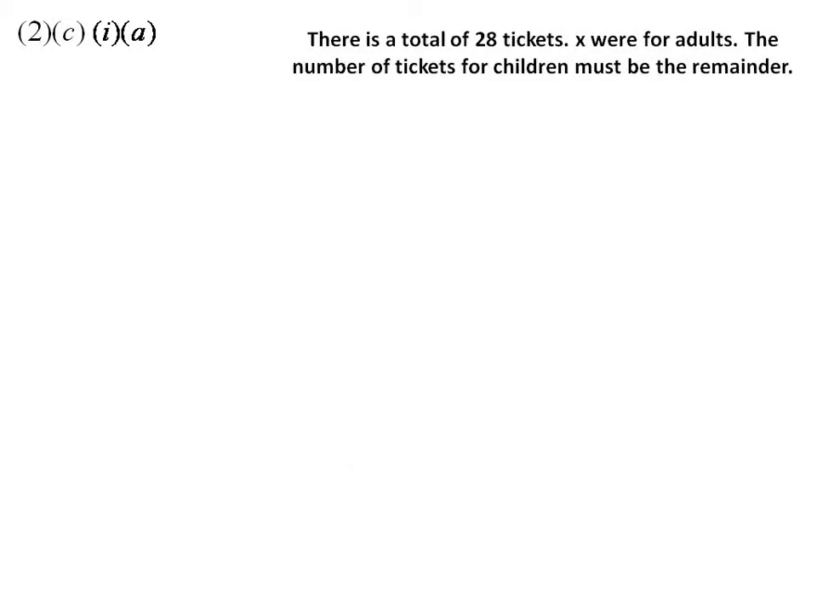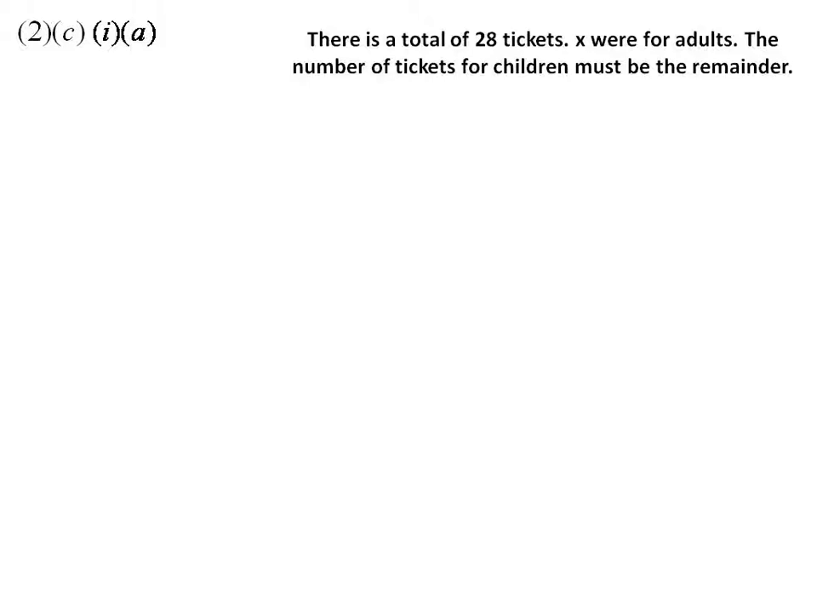So we have a total of 28 tickets. X were for adults, and the number of tickets for children must be the remainder. So X were for adults. So what do we imagine? If we have 28 tickets, X were for adults, then what do we imagine? If we have 28 tickets and we have 8 of them for adults, how many will be for children? We just take away the 8 from the 28.